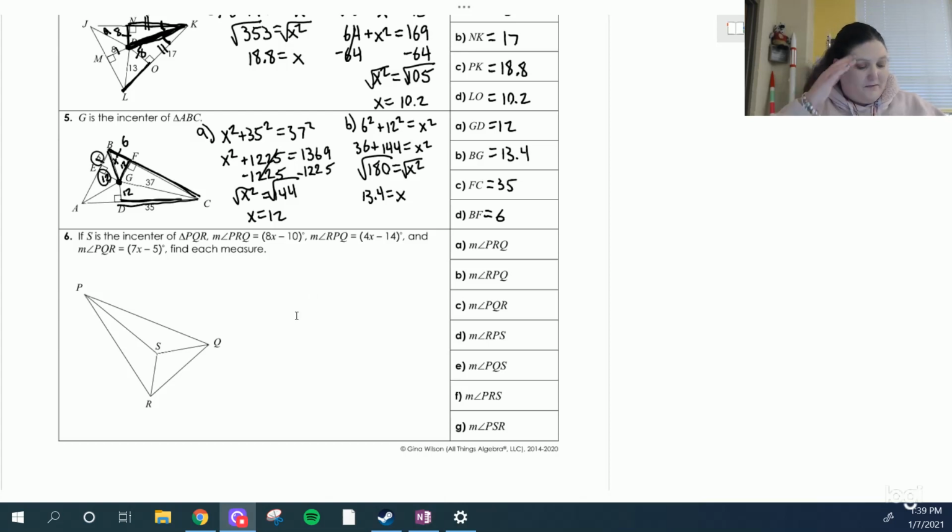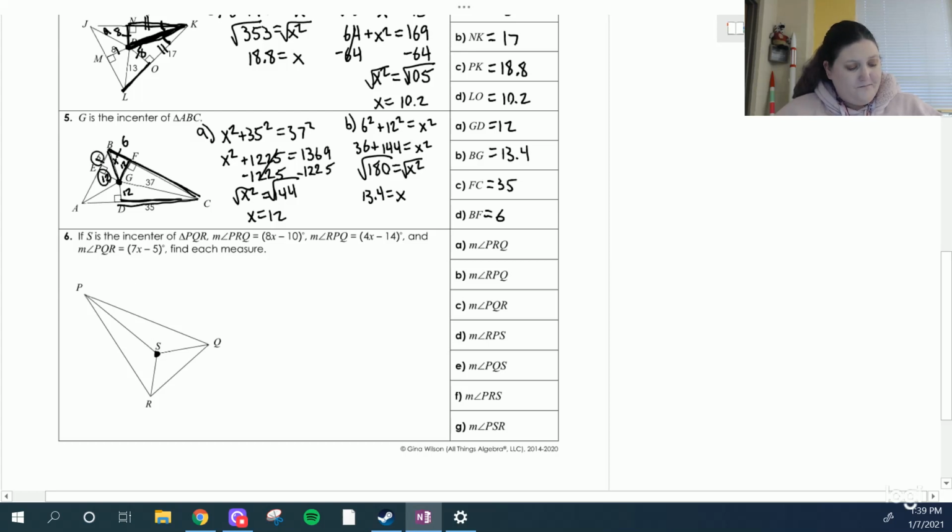And last problem we have, it says if S is the incenter of triangle PQR, and they give us a bunch of measurements. So first thing I want to do is look at my picture. This picture is a lot different looking than the other ones I've dealt with. So these are truly the lines that make up the incenter. The three angle bisectors make up the incenter of the triangle.